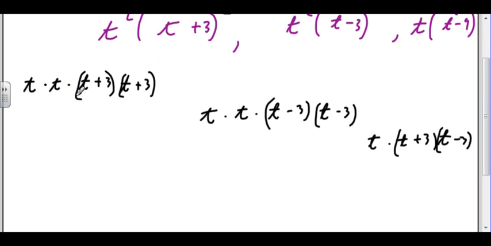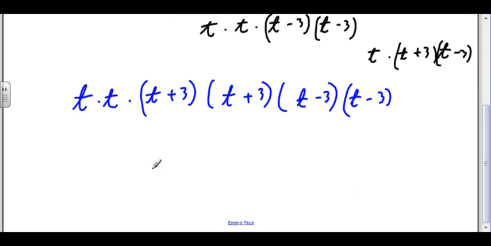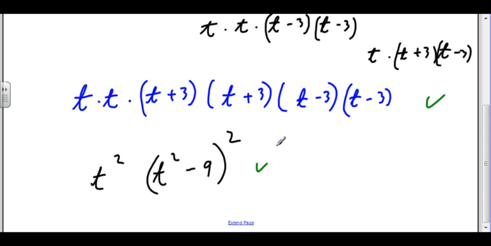Okay, anyway, so it looks like I need 2 t's. And it looks like I need t plus 3 squared, because I need 2 of them. And I need 2 t minus 3's, t minus 3, t minus 3. And then we could rewrite that, right? Nothing wrong with that answer. Perfectly okay. But we could say that's t squared minus 9 quantity squared. We could do that as well and say, okay, that's good enough too. Either way.